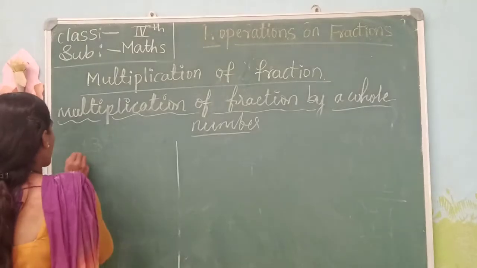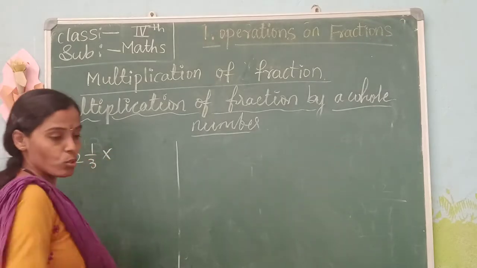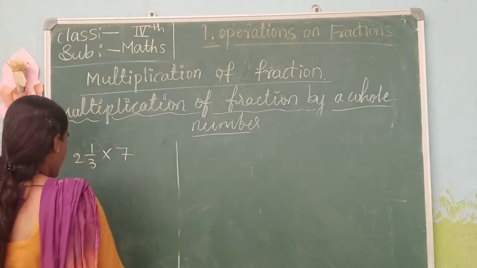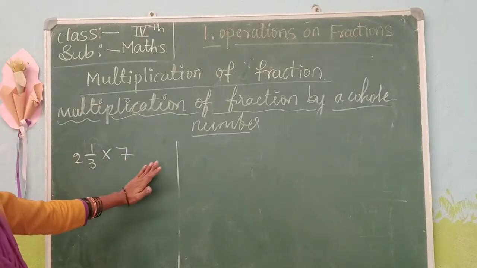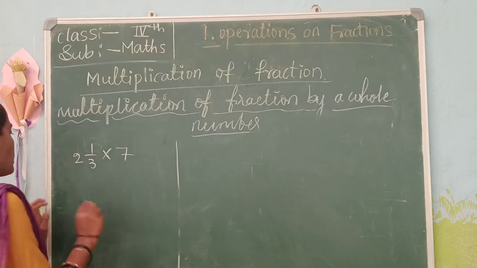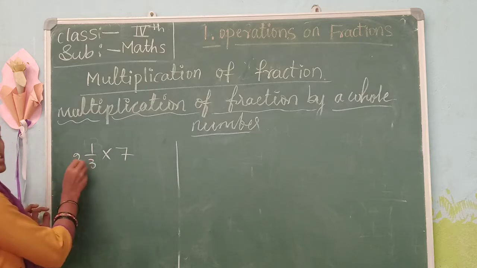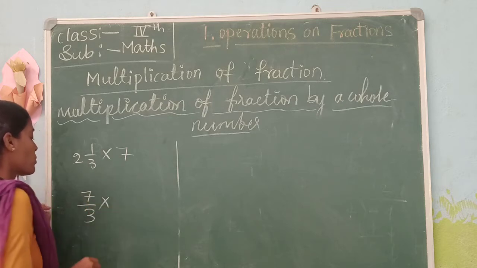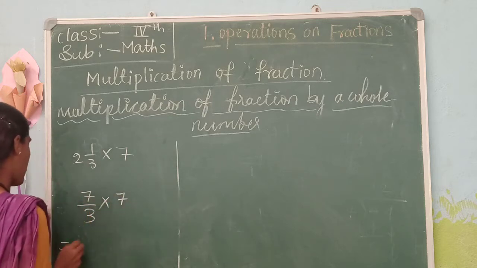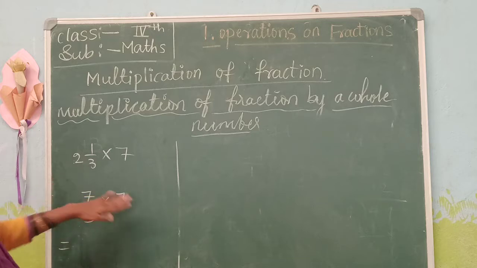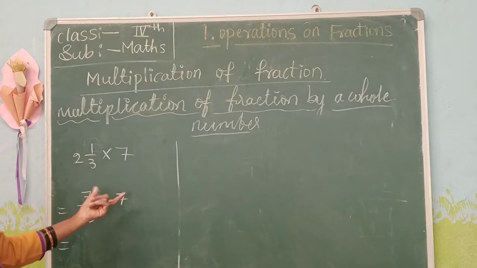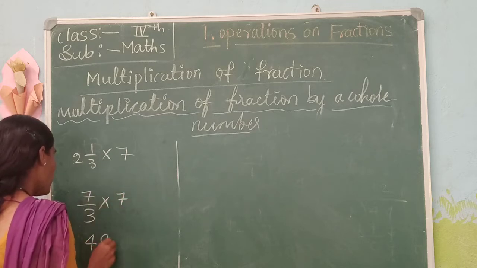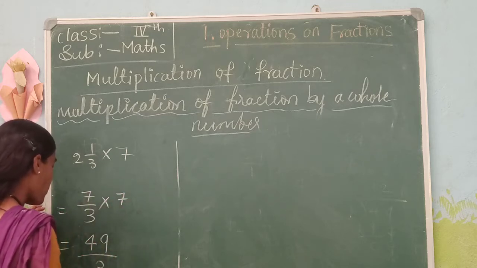6 of 1 by 3 into what? 7. See here again, mixed fraction into improper fraction. Again 2 3s are 6, 3 2s are 6, 6 plus 1 is 7 by 3. Then 7 is the whole number, so 7 into 7. 7 7s are 49 by 3.